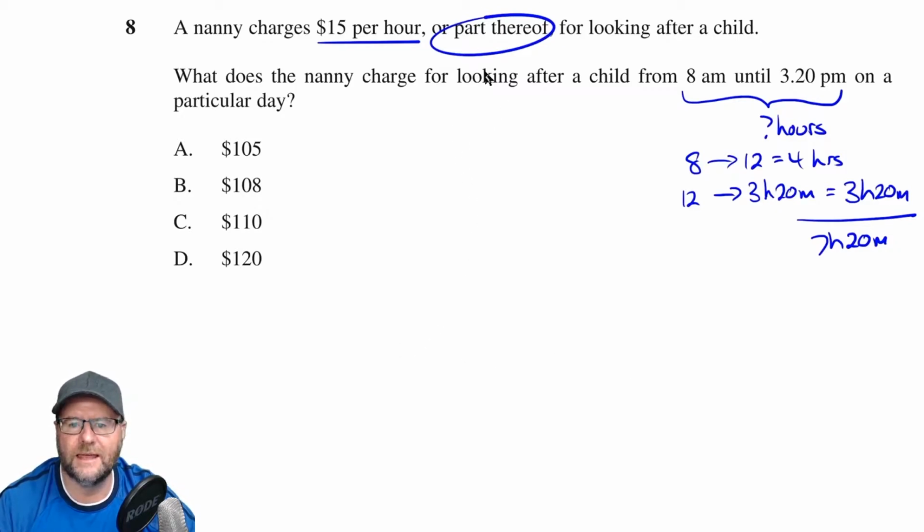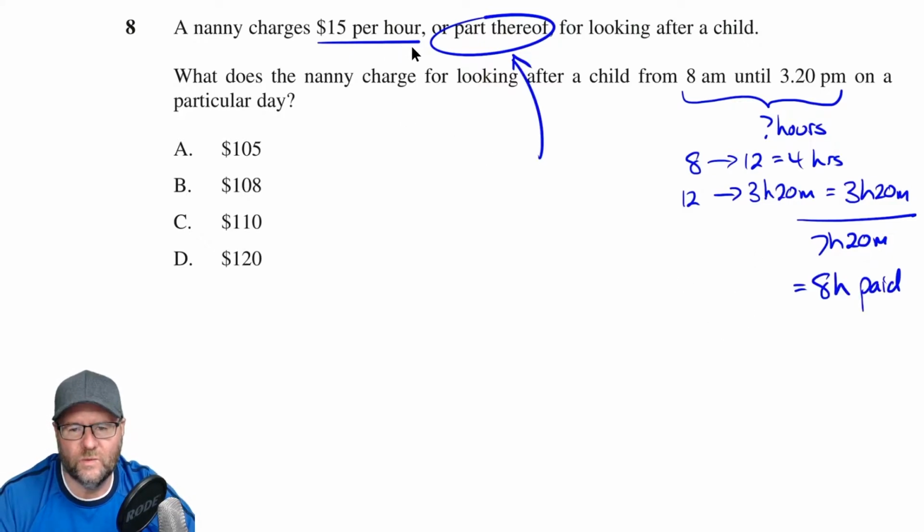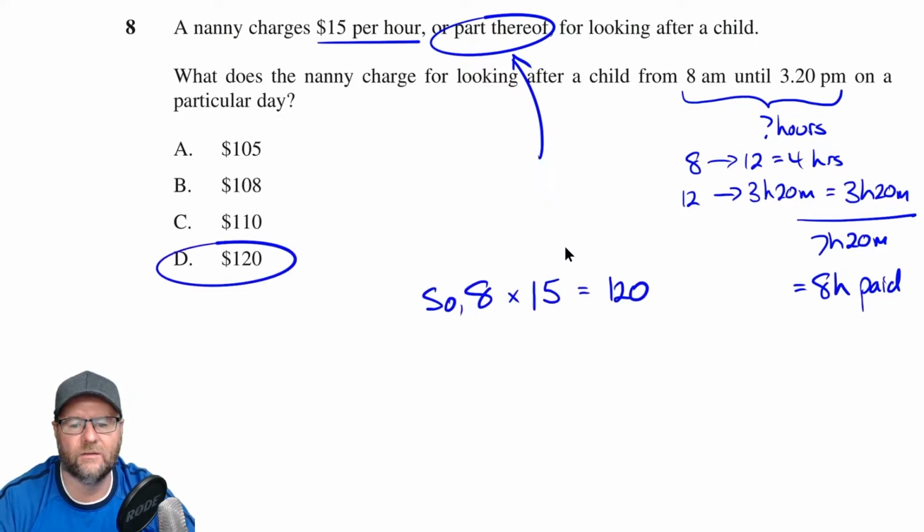Now this is where this part thereof comes in. It means if you go into the next hour or the next part of something, you pay for the whole lot. So it's $15 per hour, or part of an hour. In this case, the 20 minutes constitutes part of an hour, so they pay for the whole hour. In other words, she worked 7 hours 20, but she's being paid for 8 because she went into the next hour. So she worked for 8 hours at $15 an hour, and her money for that day is $120, because 8 times 15 gives you 120.